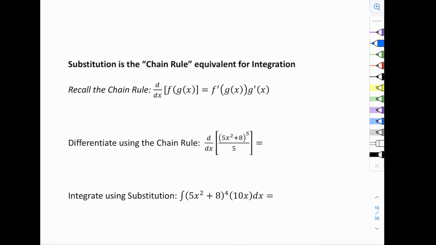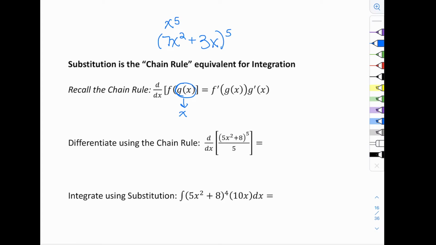So the first rule here is just a reminder of the chain rule, which is basically that if we're taking the derivative and that inside part of the function is more complicated than an x, so for example, if instead of having something like x to the fifth, we had something like 7x squared plus 3x to the fifth.